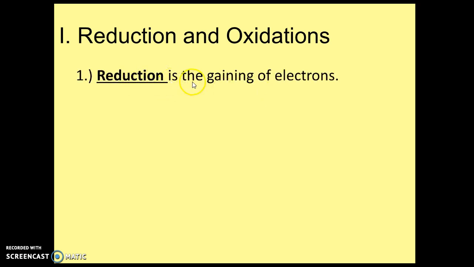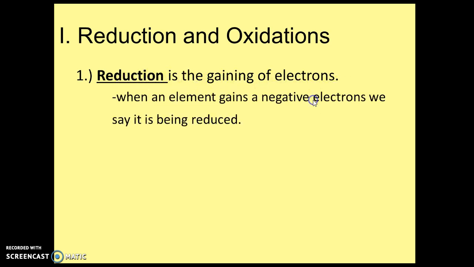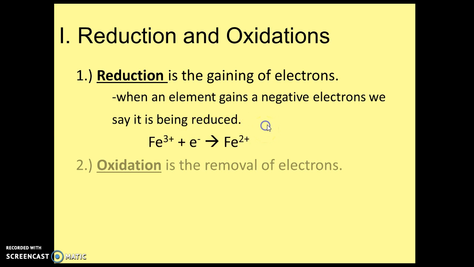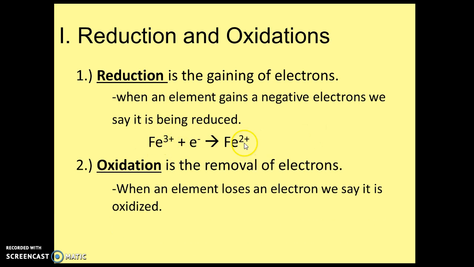Reduction happens when something gains an electron. So reduction is gaining of electrons. When an element gains a negative electron, they say it's been reduced. So if something's been reduced, it's gained electrons. Here's that example: we have iron 3+ plus an electron gives us iron 2+. So this iron is being reduced here.